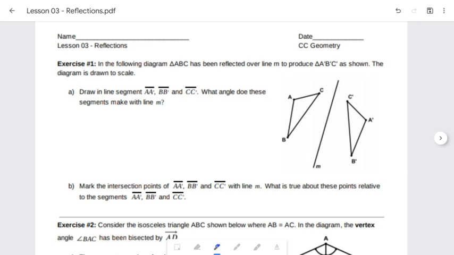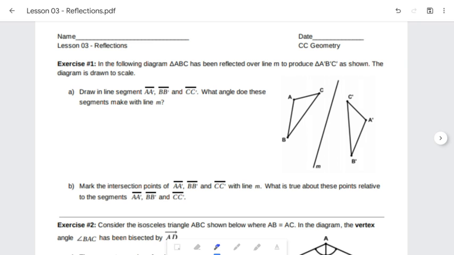Hey everyone, in this video we're going to look at the next type of transformation. So we're looking at reflections here. In the following diagram you have triangle ABC. It's been reflected over the line M to produce triangle A prime, B prime, C prime as shown. The other important thing here is our diagram is drawn to scale.